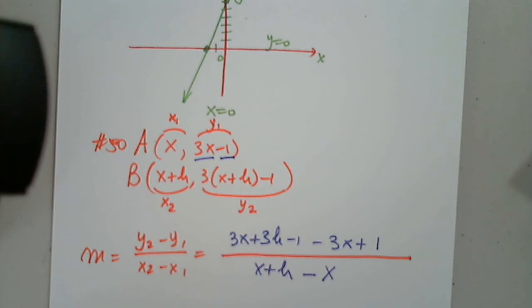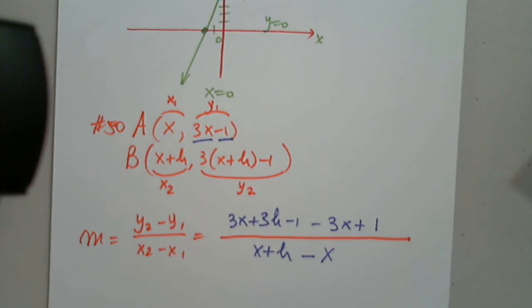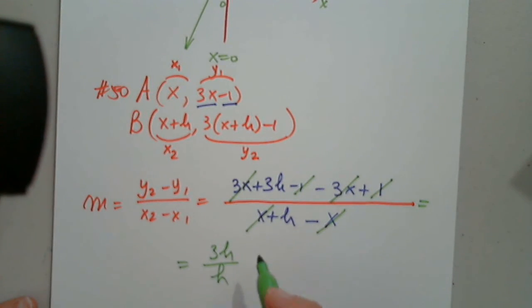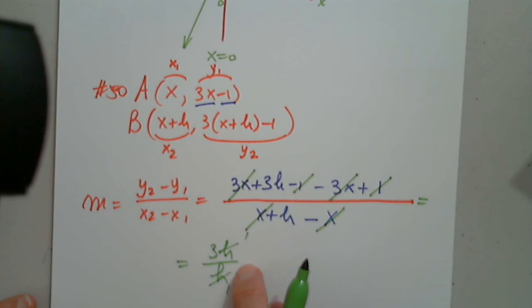And of course, I'll try to simplify everything as much as possible. Lucky me, look at this. The 3x with a -3x, the -1 with a +1, the positive x with a -x. And I get 3h over h. Only now I can simplify because these are factors. And the answer is the slope of this line is 3. Good pick. Any questions? Anyone? Any questions? No.